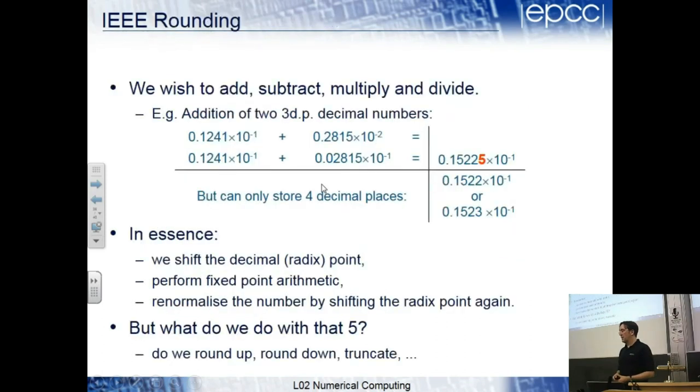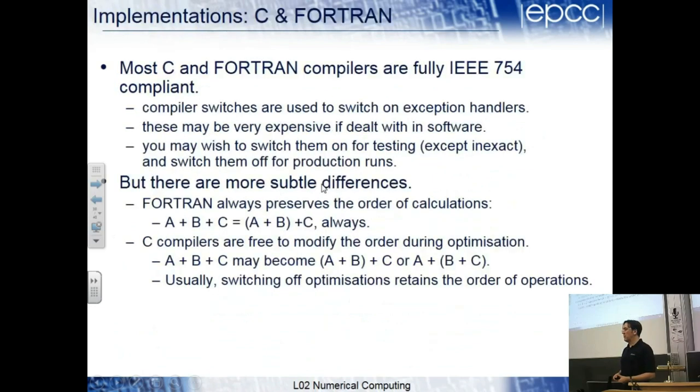And this was a talk about some more details about some of the subtleties. Most C and Fortran compilers are fully compliant to the standard. One of the things you have to watch out for, though, is that there are subtle differences. And one of the things I said is that A plus B plus C can give you a different number if you compute A plus B first and add C second, or you compute B plus C first and add it to A.